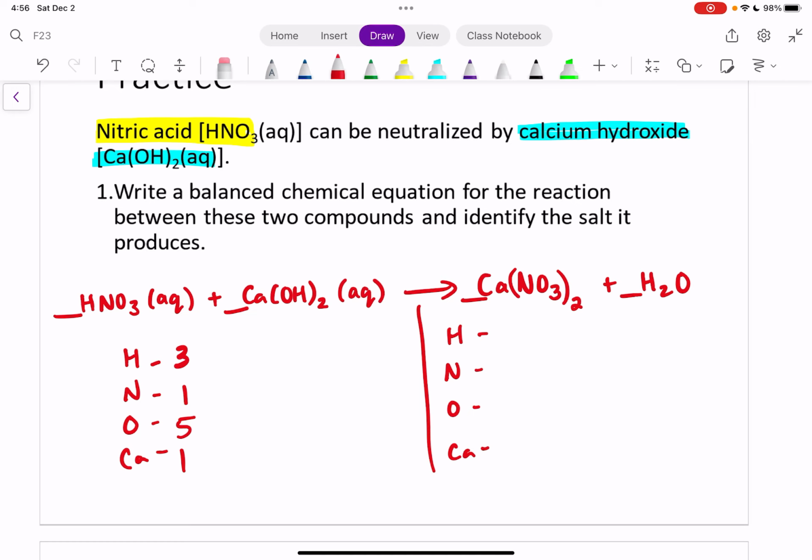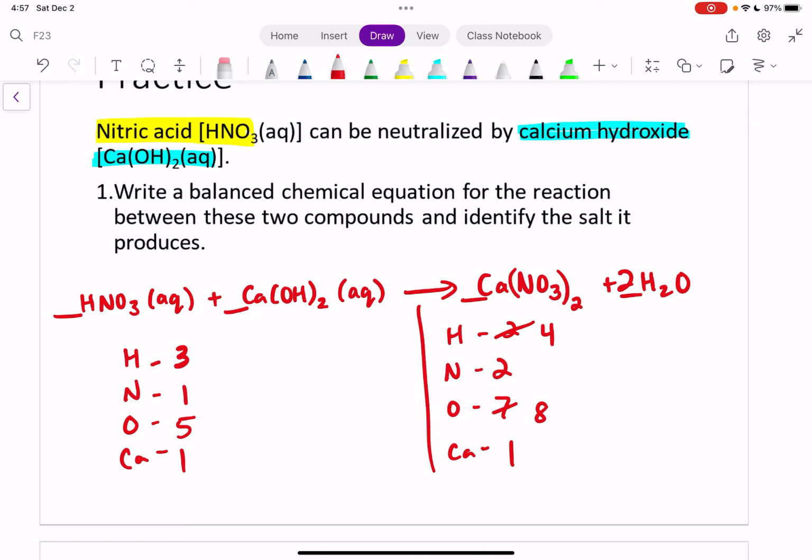All right, on the right, we've got, again, 1 calcium. Looks like we have 2 nitrogens, 7 oxygens, right? Because we have 6 from over here and 1 lonely one over there. And then we've got 2 hydrogens. Okay, so what I think I'm going to do is put a 2 here on our water and see what happens. And that's going to give me 4 H's. And I've got 6 oxygens over here plus now 2 over here.